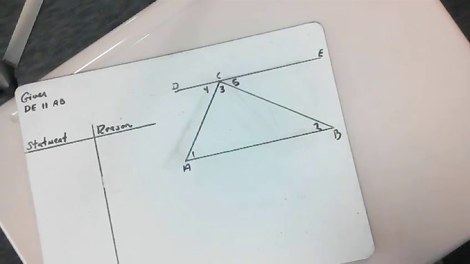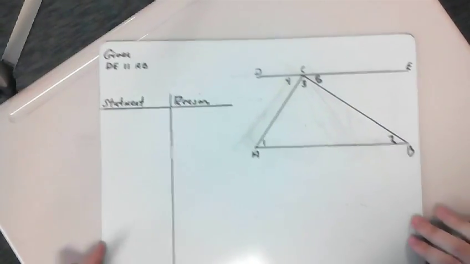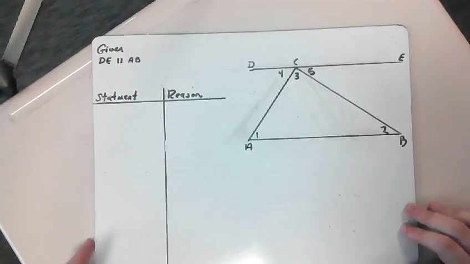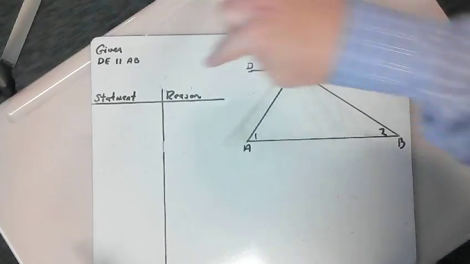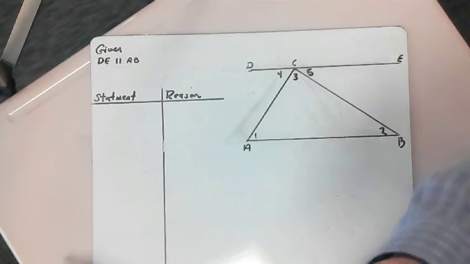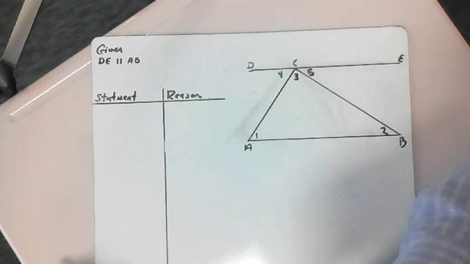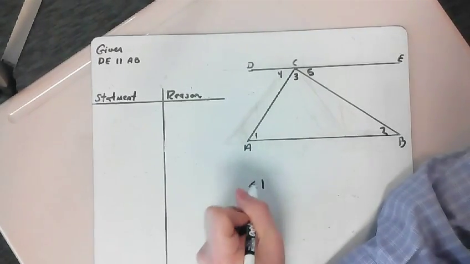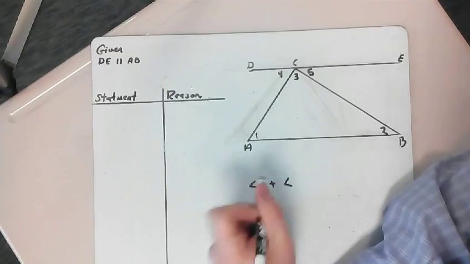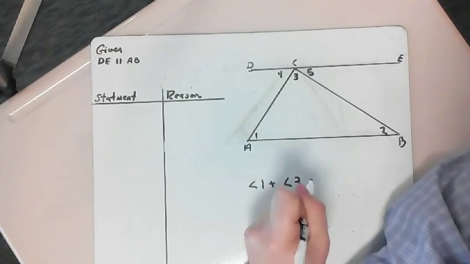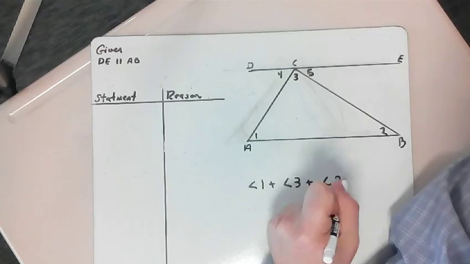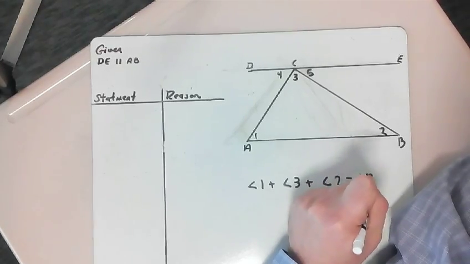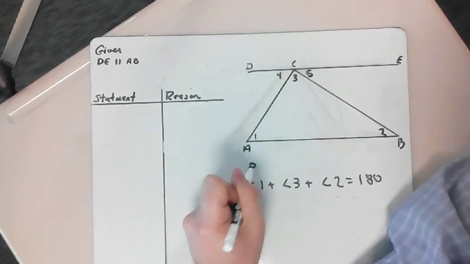But what we're going to do is look at the actual proof that proves why triangles add up to 180 degrees. So what they told us here is that DE is parallel to AB, and that's all they told us. What they actually want us to prove is that angle 1 plus angle 3 plus angle 2 add up to 180 degrees. All right, we need to prove that.